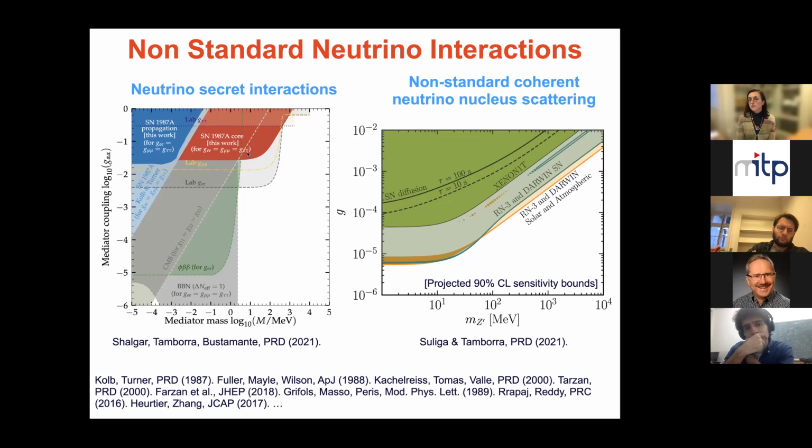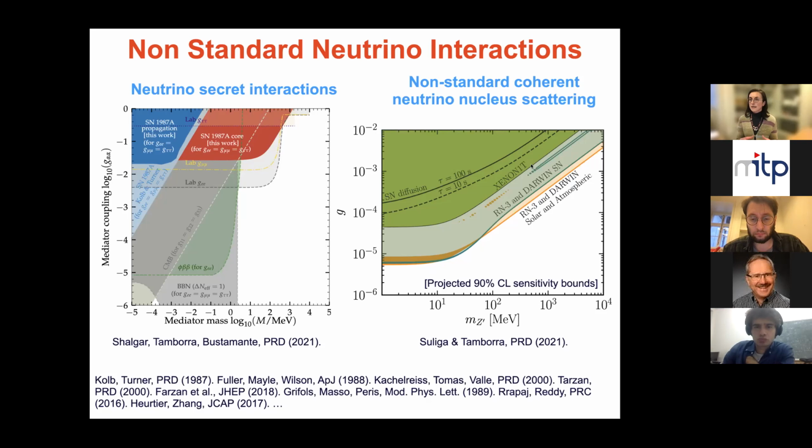Now, other kinds of non-standard interactions could be, for example, non-standard interactions due to coherent scattering of neutrinos on nuclei. And in this case, again, we can expect such interactions in the core of the star. And this would then delay the decoupling of neutrinos from the core of the star. And those are those bounds here in gray.